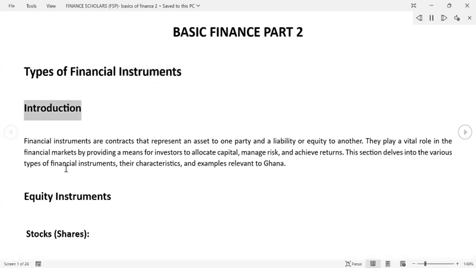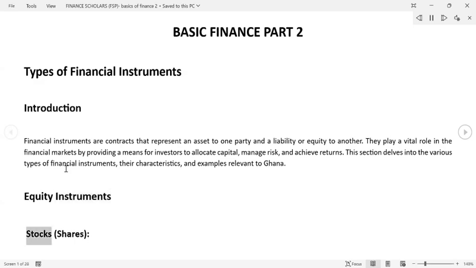Types of financial instruments. Introduction. Financial instruments are contracts that represent an asset to one party and a liability or equity to another. They play a vital role in the financial markets by providing a means for investors to allocate capital, manage risk, and achieve returns. This section delves into the various types of financial instruments, their characteristics, and examples relevant to Ghana.